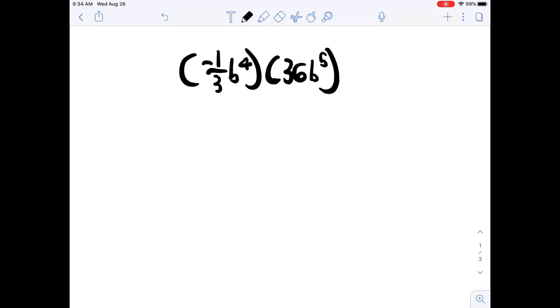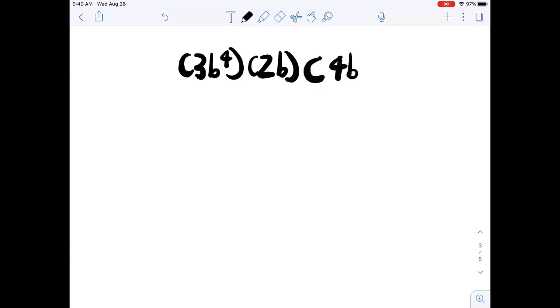So we are going to multiply 36 to negative 1 and divide that by 3. So we get negative 36 divided by 3. And from there it becomes negative 12. And then we add the exponents on both b's, and we get 9. So the final answer would be negative 12 times b to the power of 9.